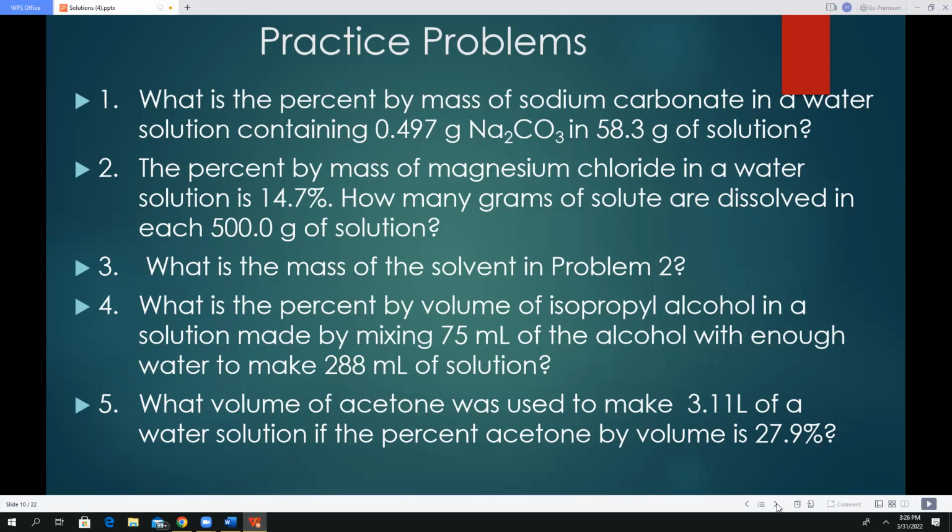Just want to try one or two of these just to make sure you can do them. Don't do the number one because it's too easy. Do the other ones, where it's giving you the percentage, and then you have to calculate something else.